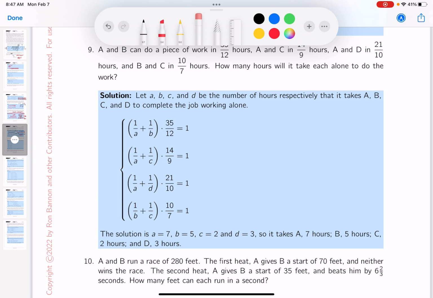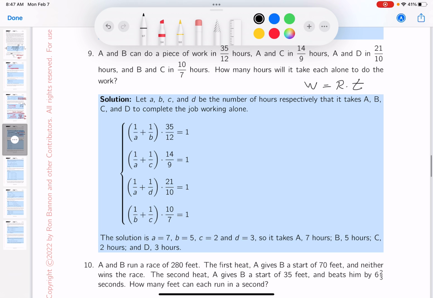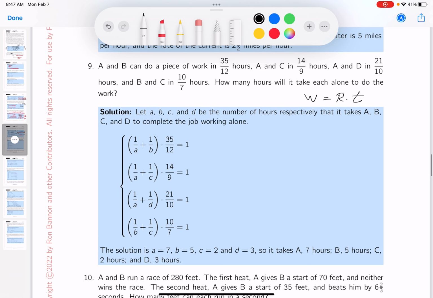Okay, it's a work problem, and work equals rate times time. I'll write that down for you. Work equals the rate at which you work times the time you're allowed to work. And what I notice is there's four things working: A, B, C, and D. And I'm going to claim that the uppercase A's rate of work is 1 over A. That means that A can do one job every A hours, and B can do one job every B hours.